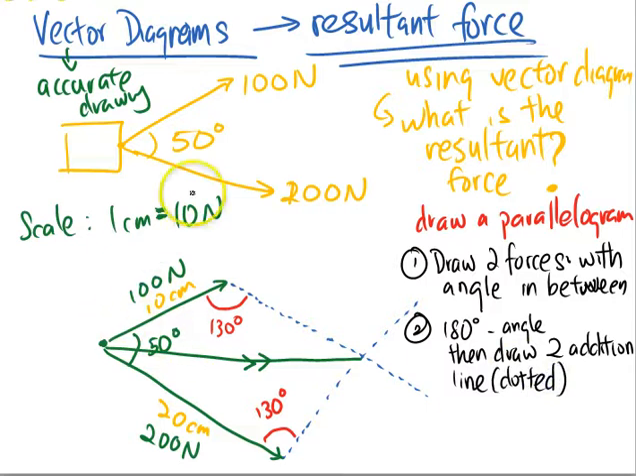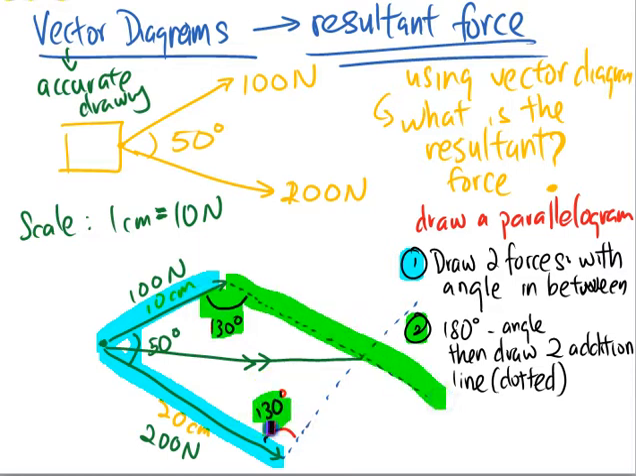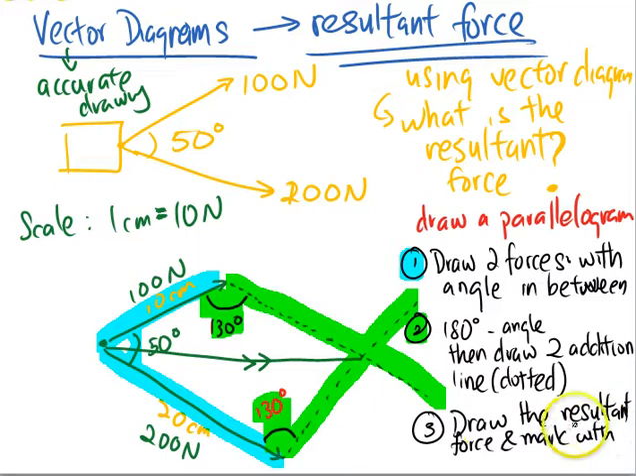So your step 1 is here. That is for step 1. Step 2 is this: measure this angle over here and draw this line, measure this angle over here and draw this line. And step 3, what do we do in step 3? We draw the resultant force and mark it with a double arrow.